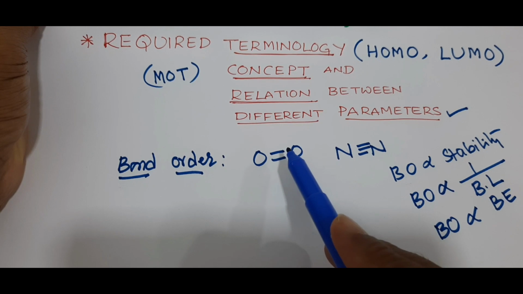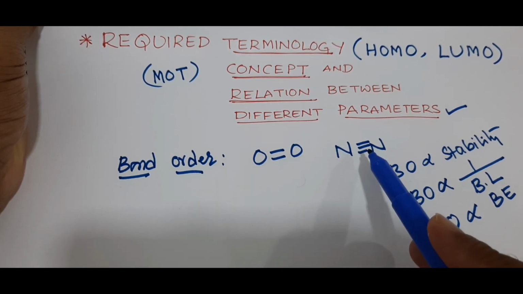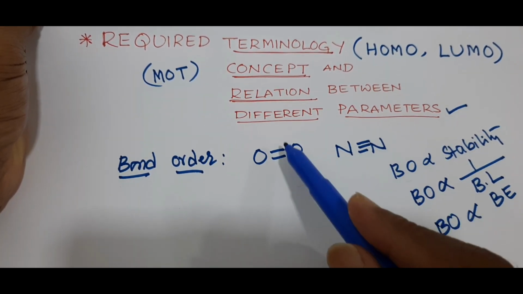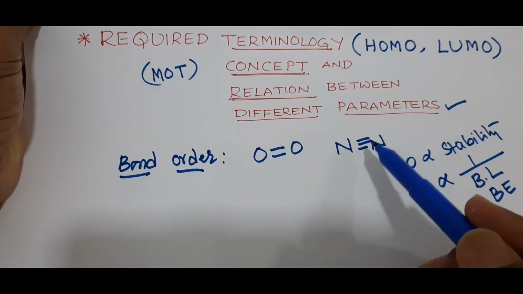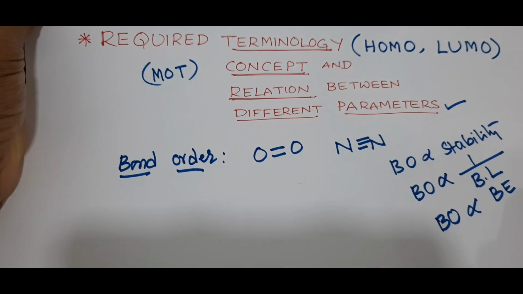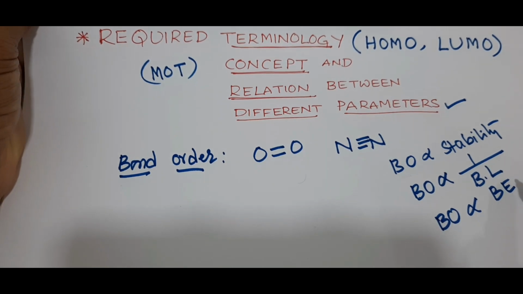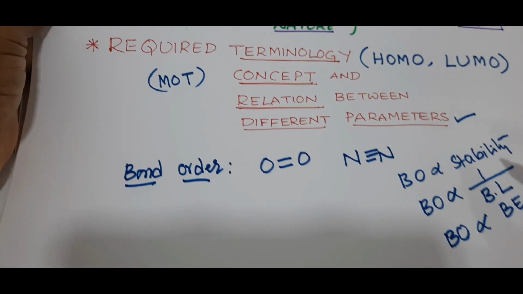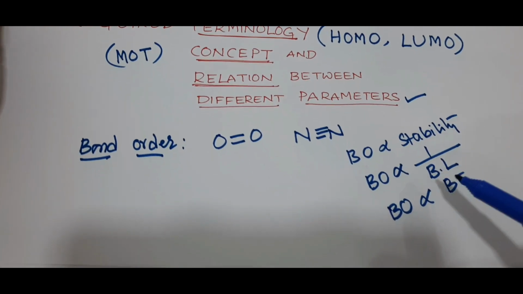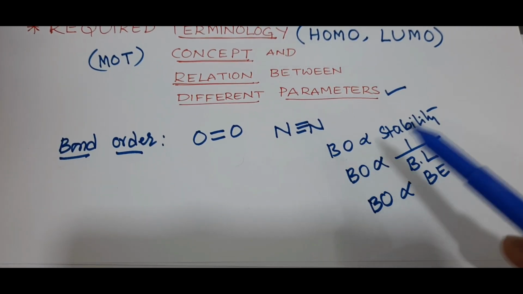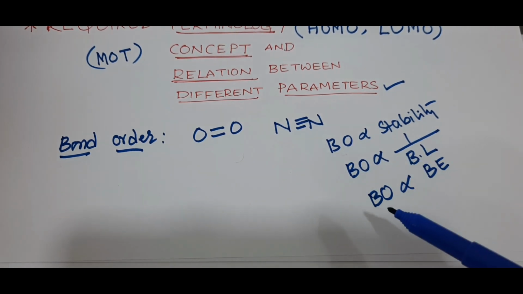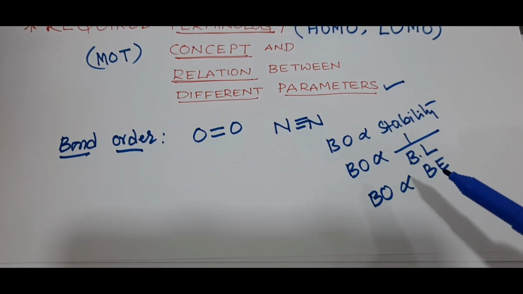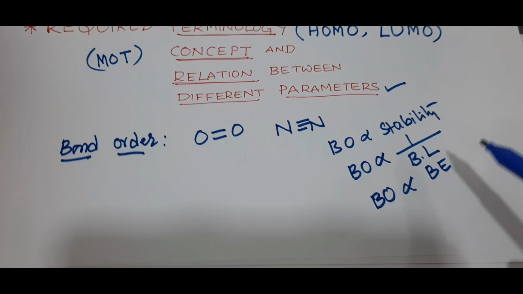Here 2 bonds are there, here 3 bonds are there. Generally, which requires more energy to break, a double bond or a triple bond? Simply, the triple bond. That means the more the bond order, the more bond energy is required. Understood? So this is the relation between the different parameters. Higher the bond order, higher the stability. Higher the bond order, less the bond length. Higher the bond order, more the bond energy.